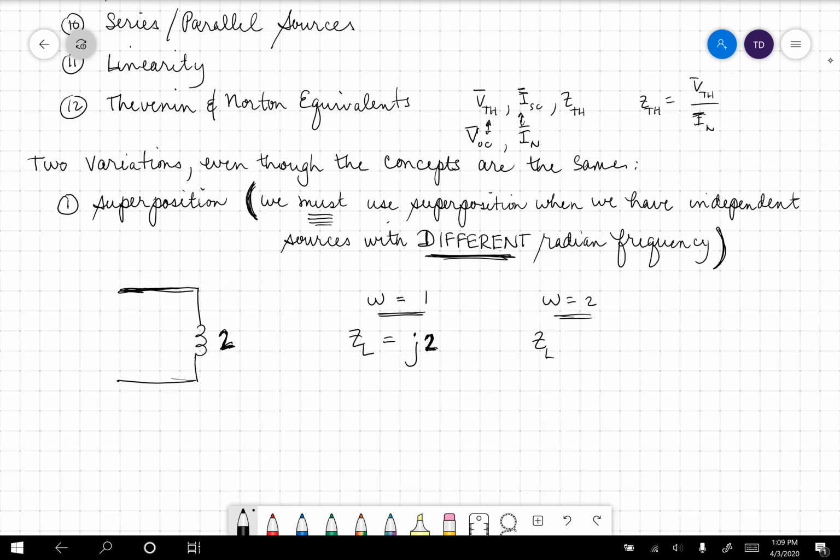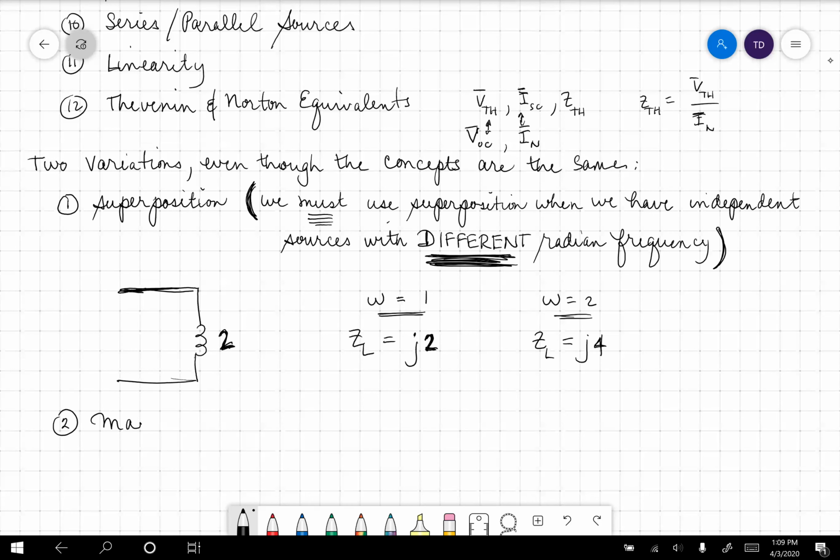What is it when omega is equal to 2? J4. So the problem is this, when we have different frequencies, the impedance is changing. So what we have to do is take all sources of one frequency, do the analysis of the circuit with that, and then if we have sources of different frequencies, we have to use superposition for the different frequencies and find out what the output is. So that's that variation.